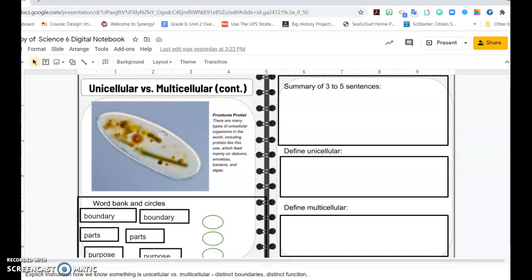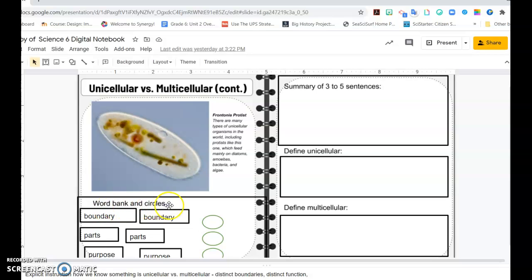Slide 22. Unicellular versus multicellular, continued. Frontonia protist. There are many types of unicellular organisms in the world, including protists like this one, which feed mainly on diatoms, amoebas, bacteria, and algae.